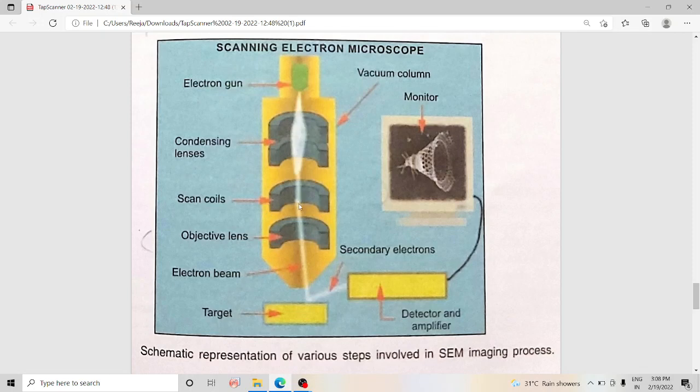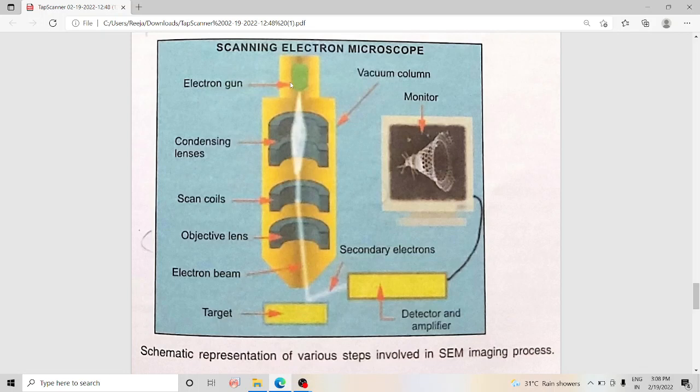So the scan coil enables our electron beam to scan over the sample line by line, and that is called raster scan. You scan the sample line by line, then we say raster scanning is being done.